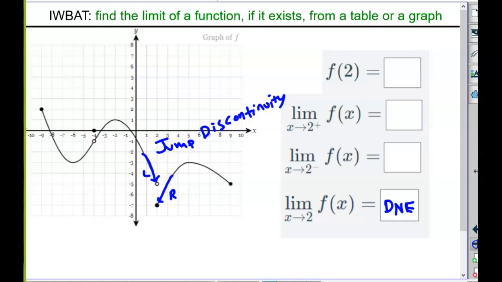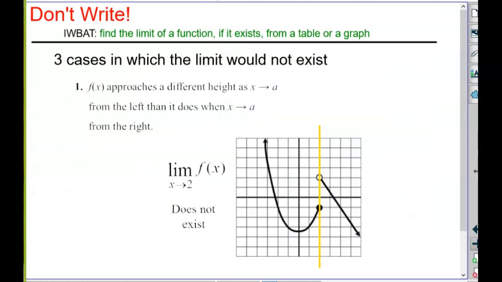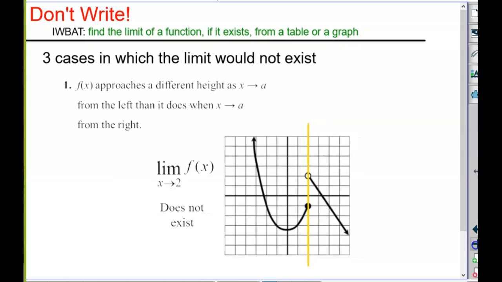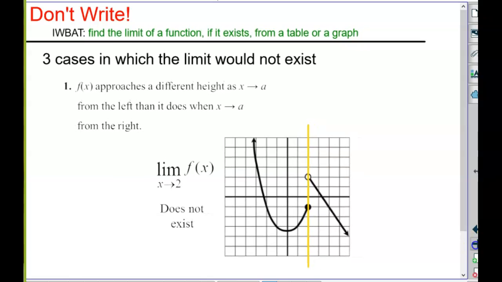I had done this problem a little too soon, but my thought was, how do we know, just by looking at a graph, if limits are going to work or not? And there are 3 different types. You don't have to write this, because this is just getting your mind set. There are 3 cases in which a limit would not exist. The first one is if the left-handed limit and the right-handed limit do not meet at the same spot, coming in from the left, coming in from the right.